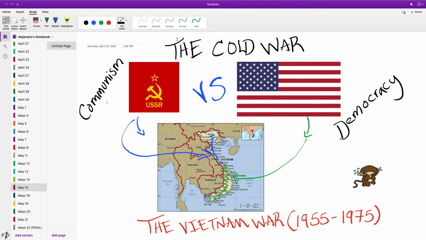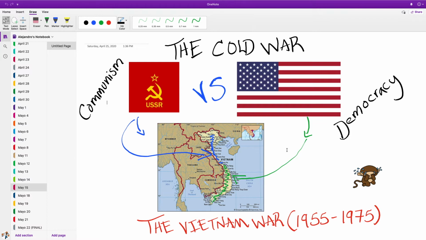And that is known as the Cold War. The Cold War lasted for more than 50 years just because of this, because the USSR supported communism and the United States supported democracy. So one day, when Vietnam, which is a country located in Asia, became independent, they were alone, they were by themselves, they didn't know how to create a new government, they didn't know what to do with the country.